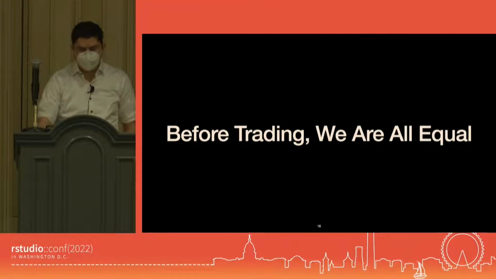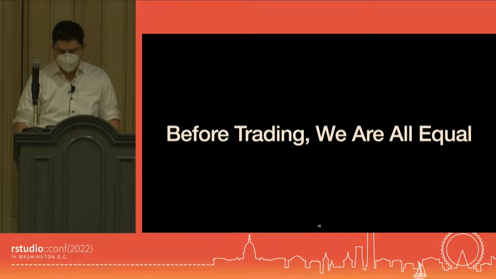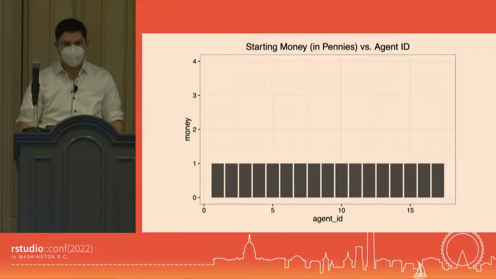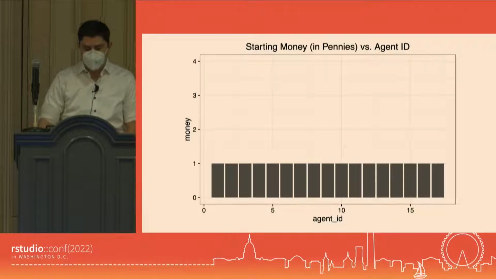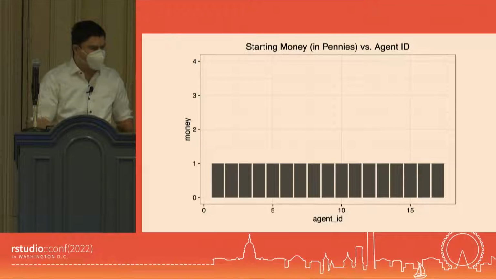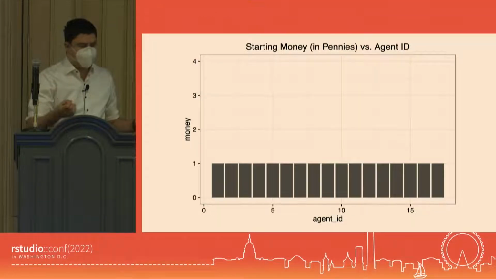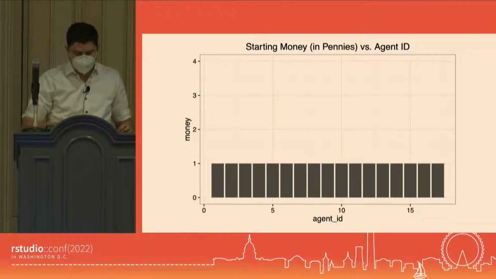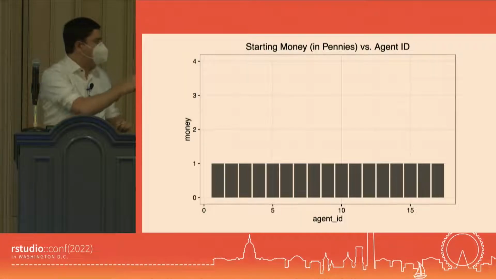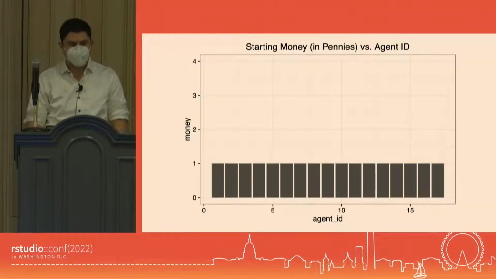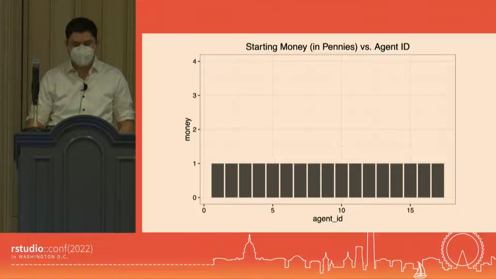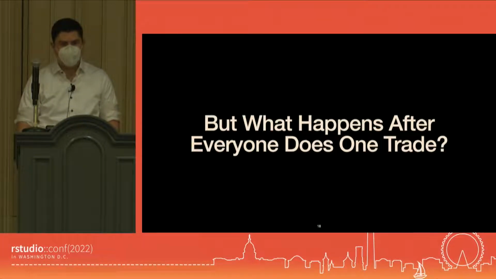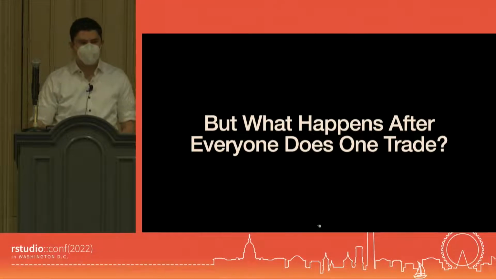Before trading, we're all equal. If you were to look at a bar graph of everybody's wealth, it looks really uninteresting. Everybody's got 1 unit of money, it's a penny, and we've ordered these completely randomly, but each agent, as it were, has a bar. So the first question I ask before we even do the trade is, what's going to happen after everyone does 1 trade?